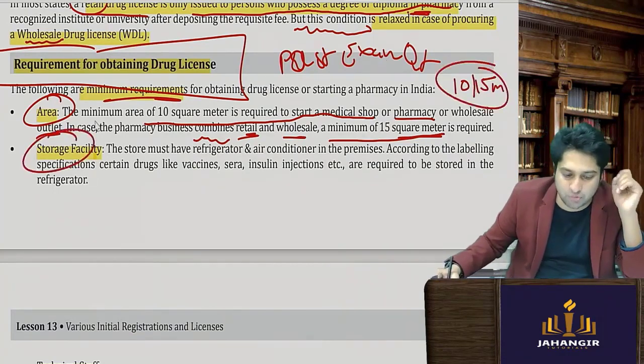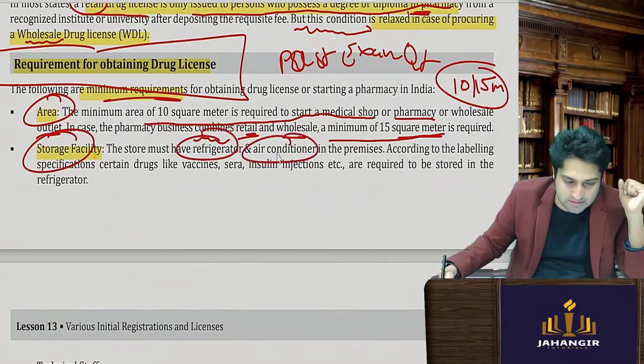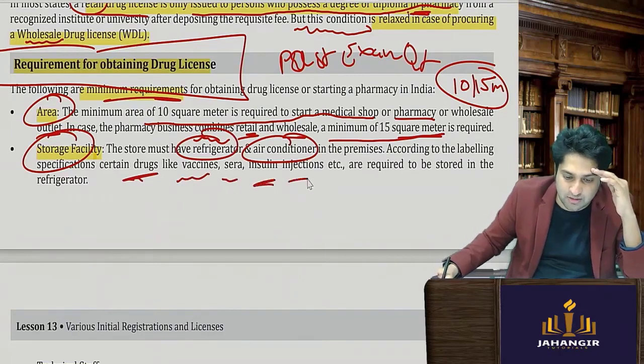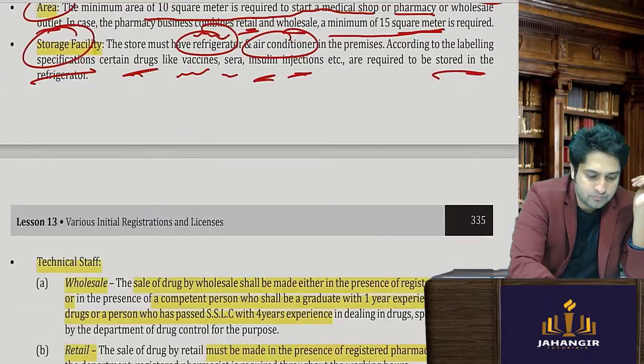Storage facility. Now there you have seen all chemists have a fridge and air condition in the premises, especially for certain drugs like vaccines, insulin injections. They have to be stored in a refrigerator.